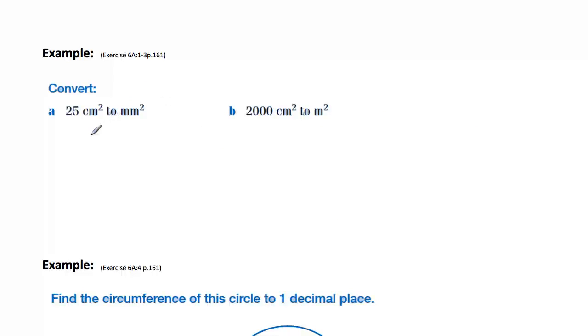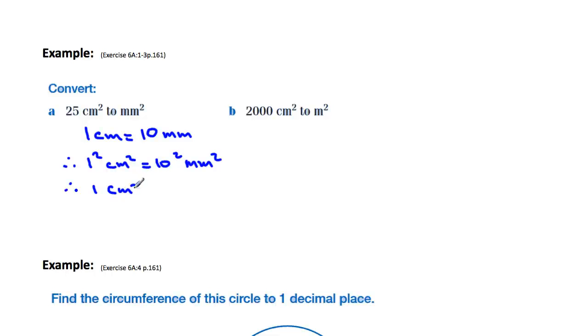Let's have a look at how these are done. In this particular case, we've got 25 centimetres squared, and we're going to convert to millimetres squared. So we start by saying that 1 centimetre is equal to 10 millimetres. Now, when we convert these to squares, we square everything. Writing this out properly, we get 1 times 1, that's 1 centimetre squared, is equal to 10 times 10, that's 100 millimetres squared. So we can go from linear to square units here.